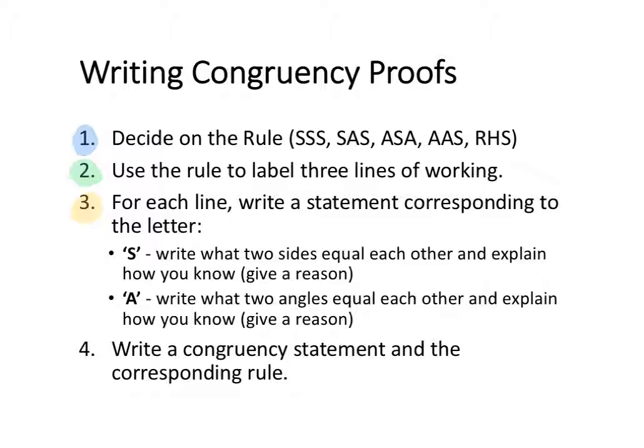So if it's an S, you say what 2 sides are equal and how do you know they're equal. If it's an A, you write down what 2 angles are equal and how do you know those 2 angles are equal. And then the last step, once you've done your 3 lines of working out, is to write a congruency statement and the corresponding rule. If you follow those 4 steps, you'll be able to write a proof to prove the 2 triangles are congruent.